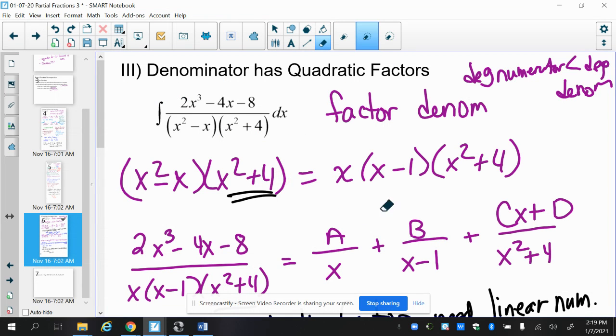Okay, here we are. All right, so I wanted to talk about the third type where the denominator has quadratic factors. We didn't really get to this in first period and then we didn't finish this in third period.